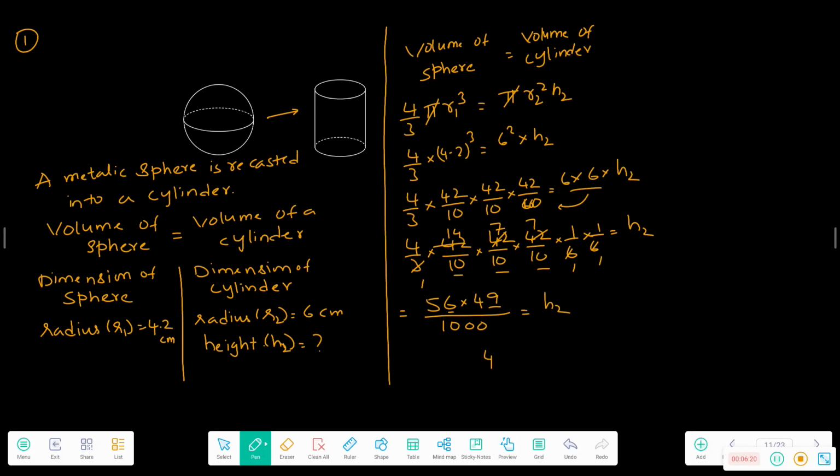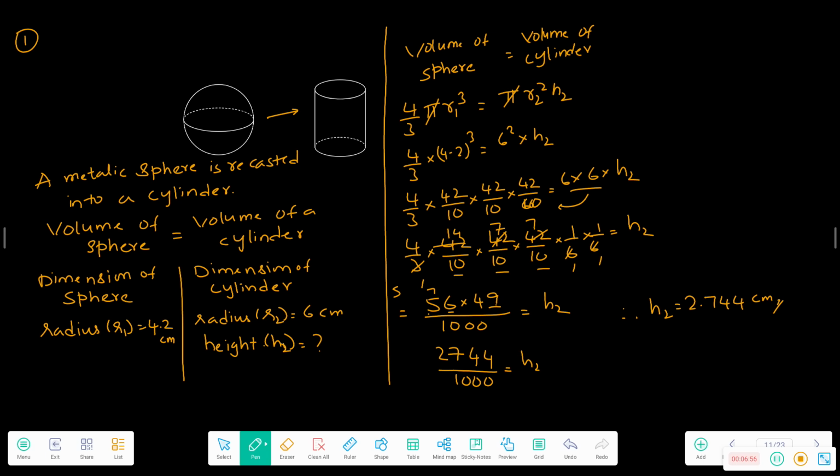9 6s are 54, 4 and 5 carry. Now 9 5s are 45, 45 plus 5 is 50... continuing the multiplication, we get 2744 by 1000 equals h2. Therefore h2 is equal to 2.744 centimeter. I hope the problem is clear. This is all about the first problem.